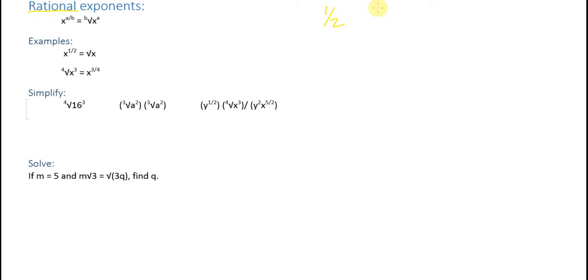So rational numbers are things like 1/2, 3/4, -2/3, but 1/√2 is not a rational number. √3 is not a rational number. So rational exponents are exponents that are fractions.